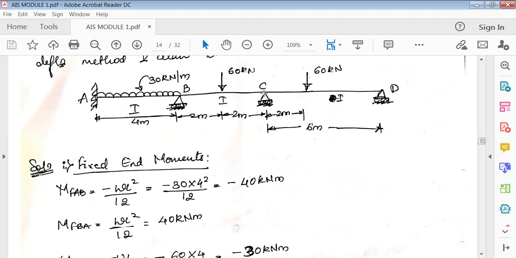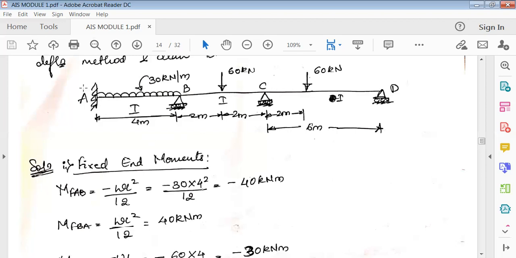Next, the second equilibrium equation would be MCB plus MCD is equal to 0. That is the second equation. And the third one we are taking here is MDC is equal to 0. Now, why we are taking this is because at D there is a roller support, and this roller support will have rotation in it. Because it has rotation in it, that's why we'll take the equation as MDC is equal to 0. There is no other connecting member here, but we'll be considering this, but not the fixed support.